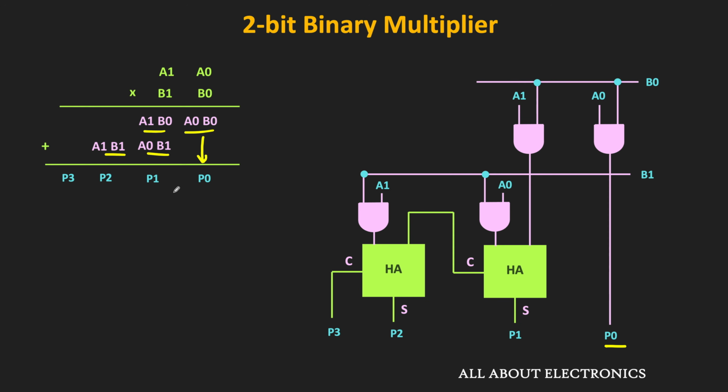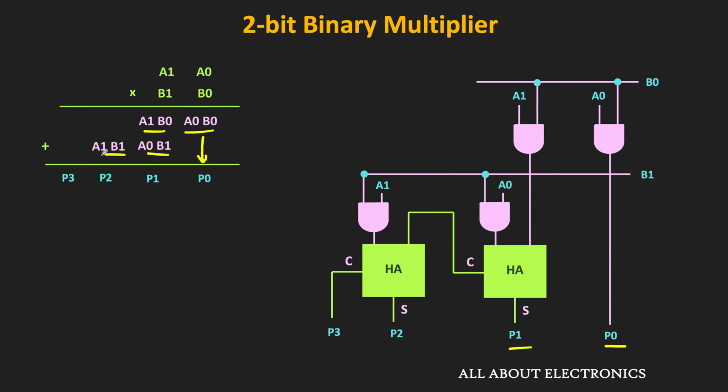Similarly, P1 is the summation of A1 B0 and A0 B1. So with the help of the half adder, we can add these two terms. Here, the outputs of these two AND gates represent A1 B0 and A0 B1. These two outputs are given as input to the half adder, and the sum output of this half adder will represent the P1 bit. And if any carry is generated during the summation, it will be propagated to the next stage.